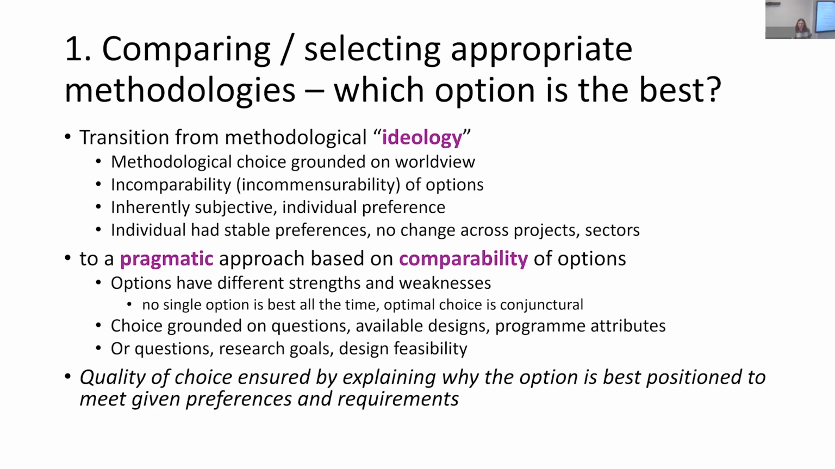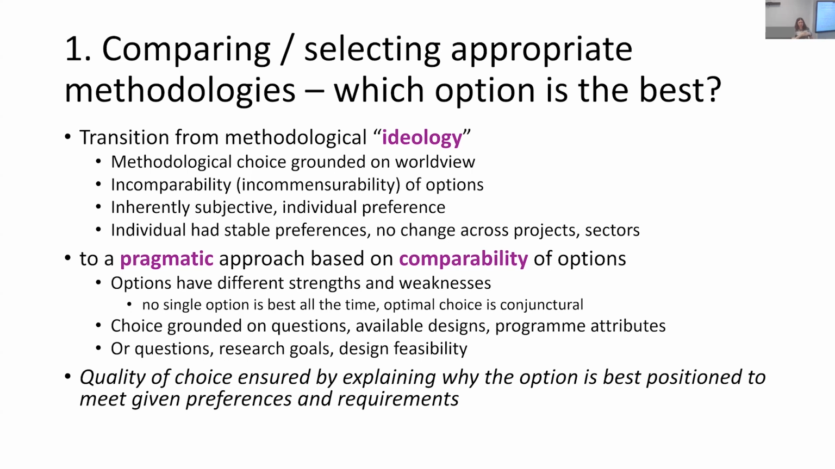So how do we select methodologies? How do we say, well, we have a number of options, which option is best? Historically, this was a bit of an ideological issue. Methodological choice was almost, so different methods were considered incomparable, almost incommensurable, inherently tied to individual preference.